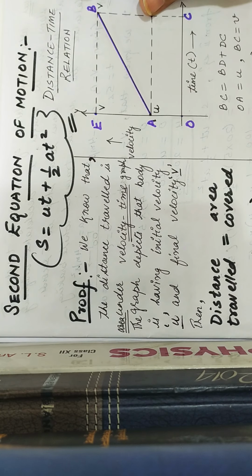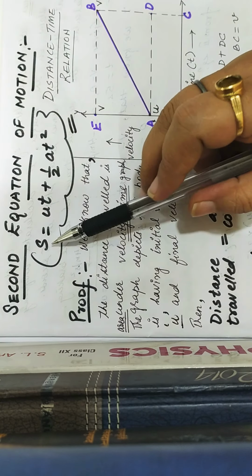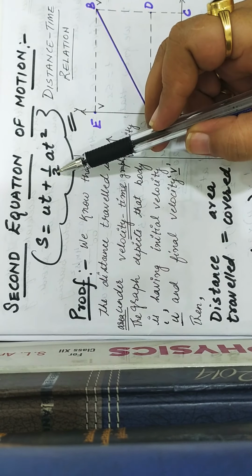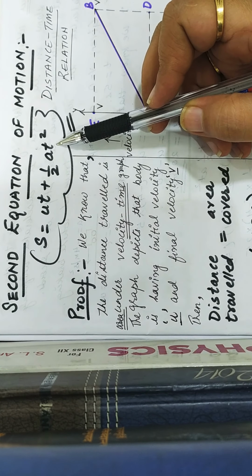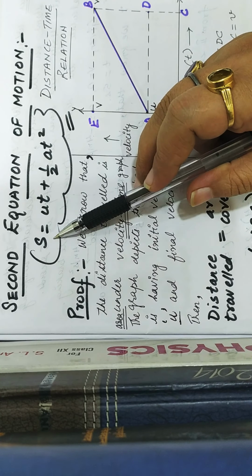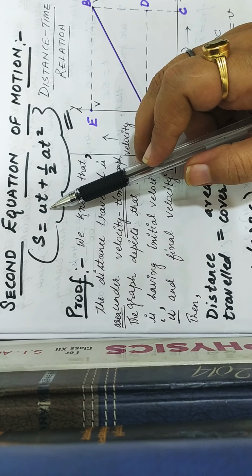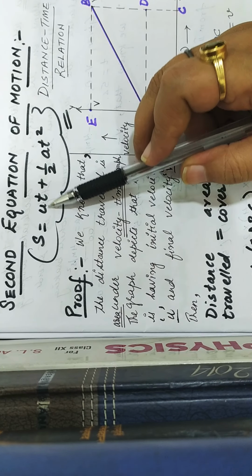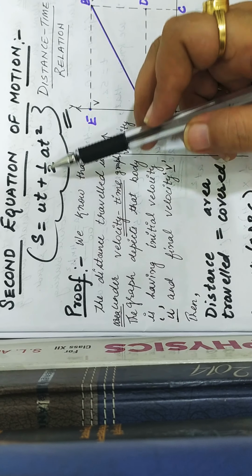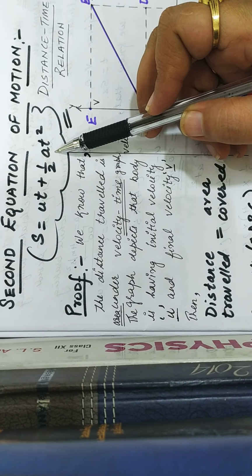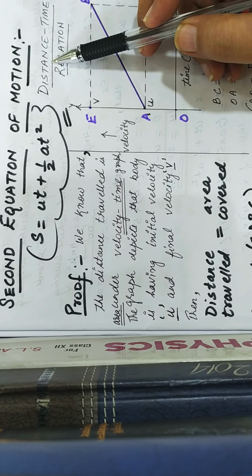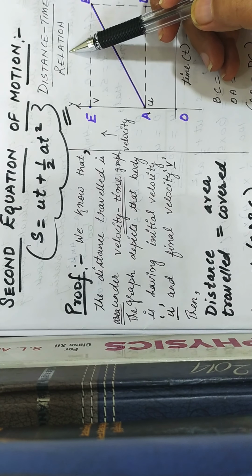According to the second equation of motion, S equals ut plus half at square, where S stands for distance traveled or displacement, u stands for initial velocity, t stands for time taken, and a stands for acceleration. This equation is also termed as the distance-time relation.